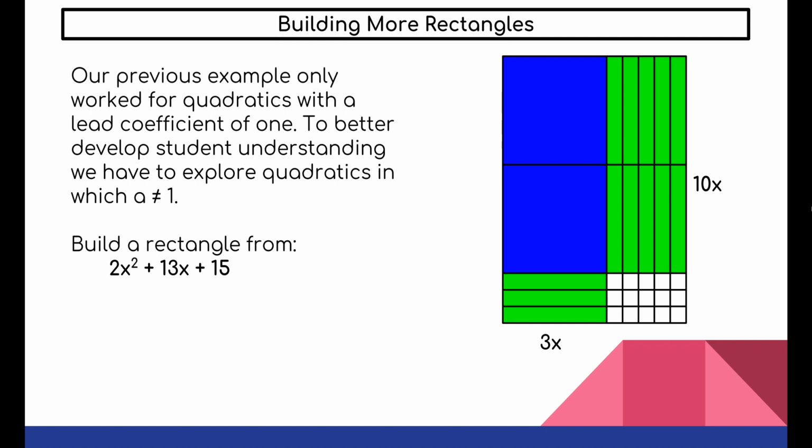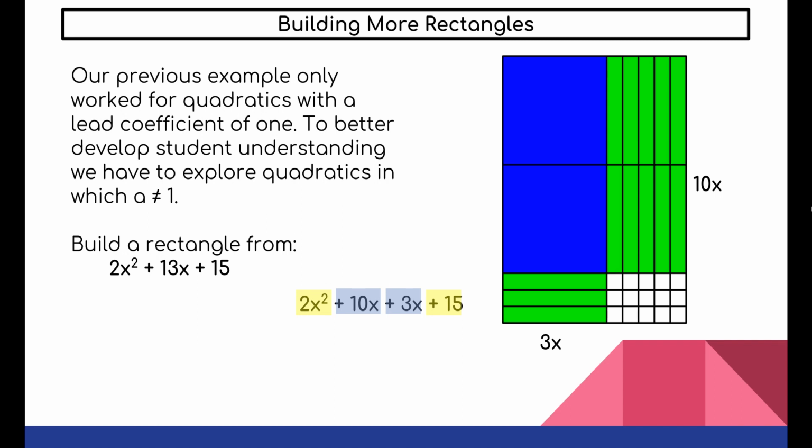So there's some things that we want students to observe now that they've gone through this experience, and hopefully several other examples where the lead coefficient is not 1. In this case, let's go ahead and break up the expression: 2x squared plus 10x plus 3x plus 15. What we really want students to do is to make some observations about the 10 and the 3 and the 2 and the 15. And we want them to do this for several quadratics where the lead coefficient is not 1.